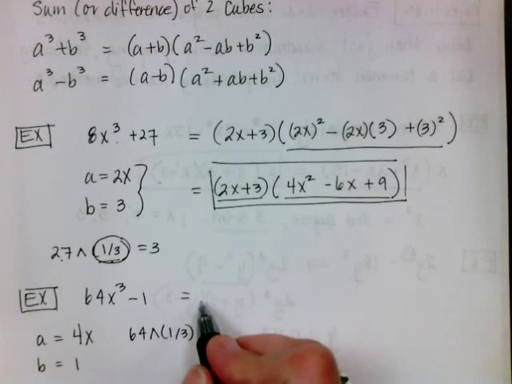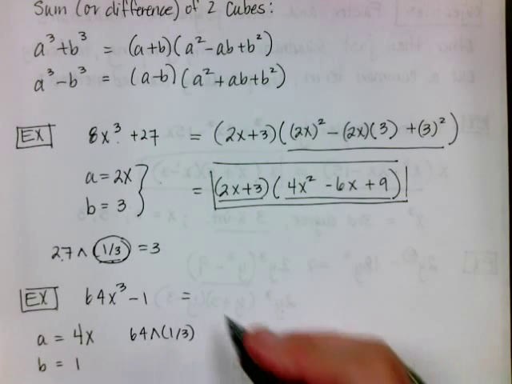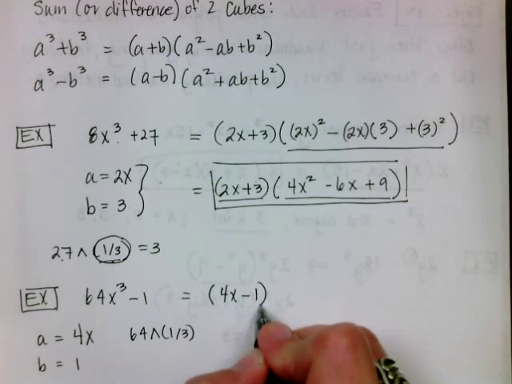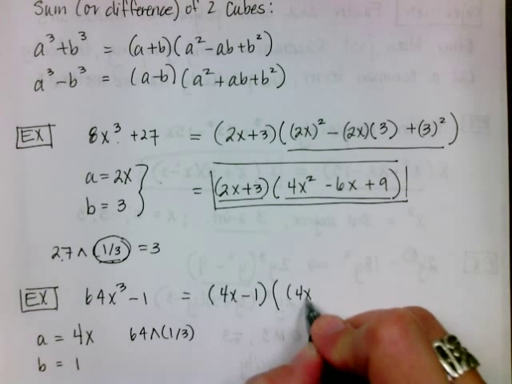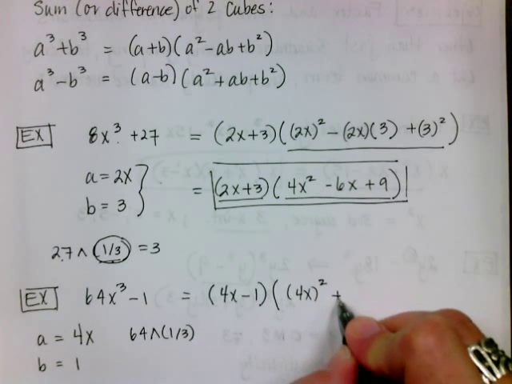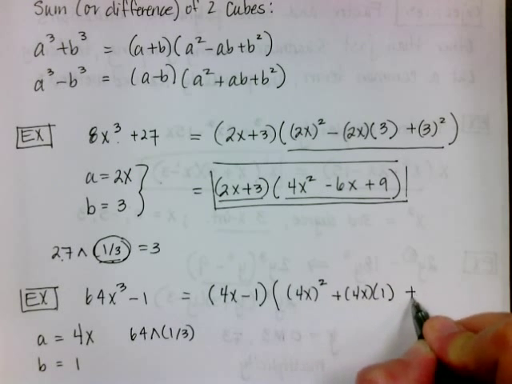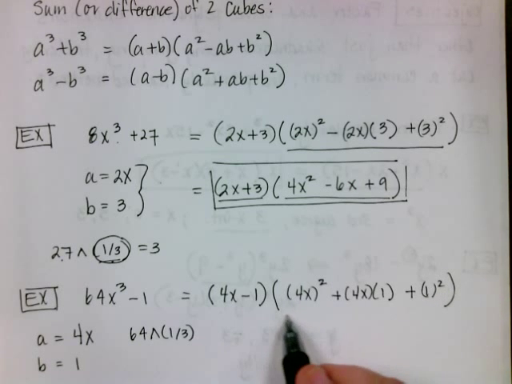I think I can squeeze it in right here so you can see the formula and then see how we're doing the math. So I'm going to substitute everything in. My a is 4x, my b is 1. Then I'm going to use parentheses again. I'm going to square my 4x, and then I'm going to multiply 4x times 1, and then I'm going to add 1 squared. Now I just need to simplify that expression.